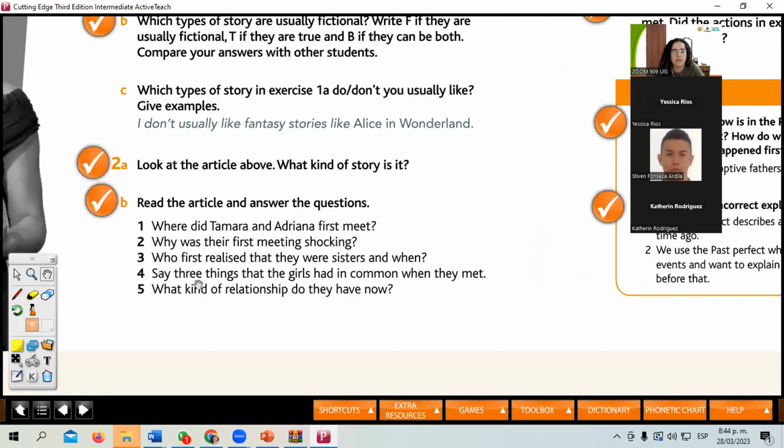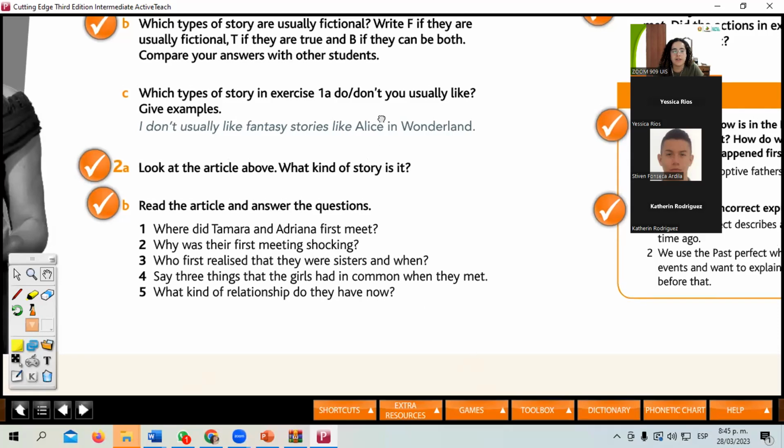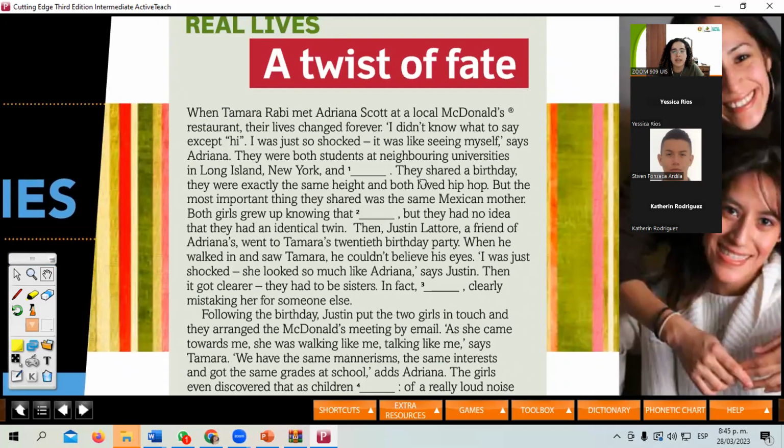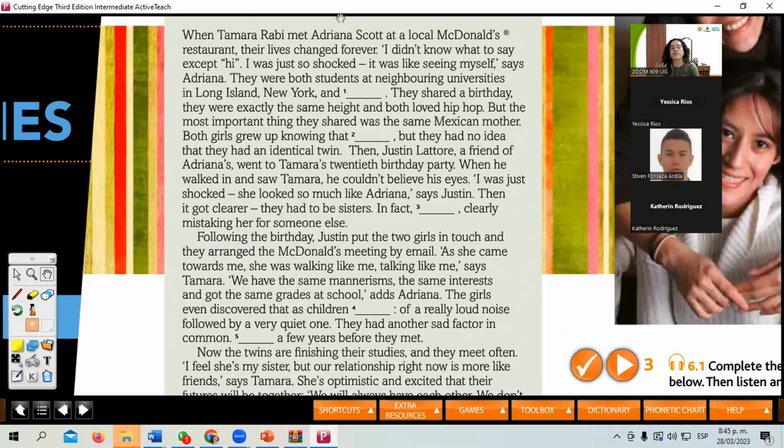I'm going to give you some minutes to check the text again and answer the questions in point 2b. Where did Tamara and Adriana first meet? Why was their first meeting shocking? Who first realized, se dio cuenta, that they were sisters, and when? Say 3 things that the girls had in common when they met. And what kind of relationship do they have now? ¿Qué tipo de relación tienen ahora? Okay, so let's have some time individually to read the text again and answer the questions. If you have questions about vocabulary, please let me know and we will solve them together.